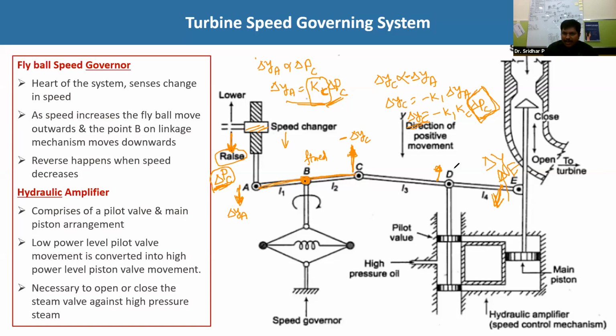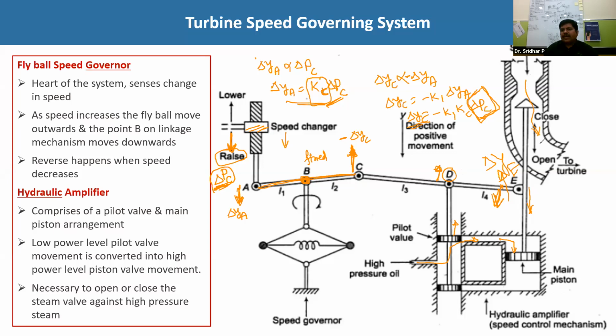Now here, whenever this point D takes the motion in the upward direction, then this piston valve also moves in the upward direction. Then there is an admission of high pressure oil onto the main piston. So it will occupy like this. So automatically the main piston will be moved in the downward direction. Whenever it happens, steam will be admitted onto the turbine.